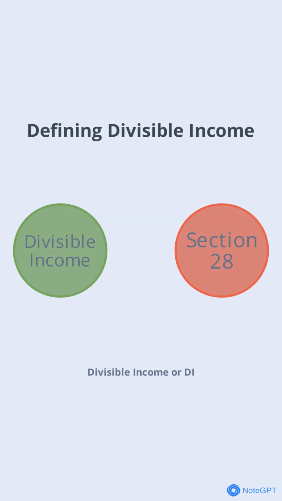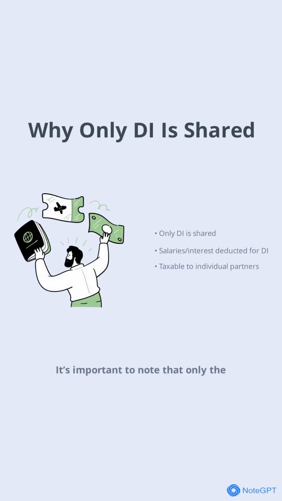Divisible income, or DI, is a key term defined under Section 28 of the Malaysian Income Tax Act 1967. It represents the adjusted income of the partnership after deducting partners' salaries, interest on capital, and any other appropriations specified in the partnership agreement. Only this divisible income is shared among partners according to the agreed profit-sharing ratio. Importantly, while salaries and interest are deducted at the partnership level to arrive at DI, these amounts are still taxable to the individual partners. It's important to note that only the divisible income is actually shared among partners.